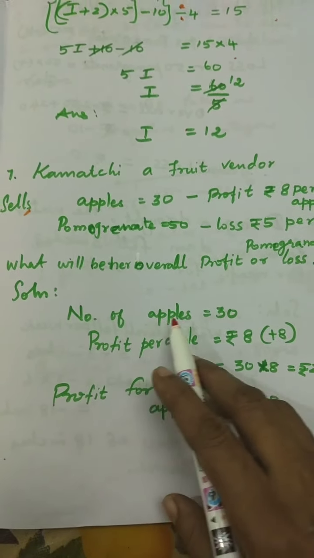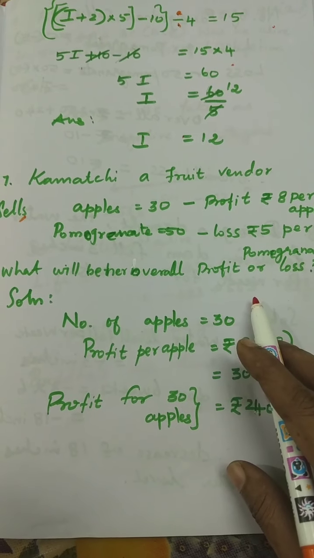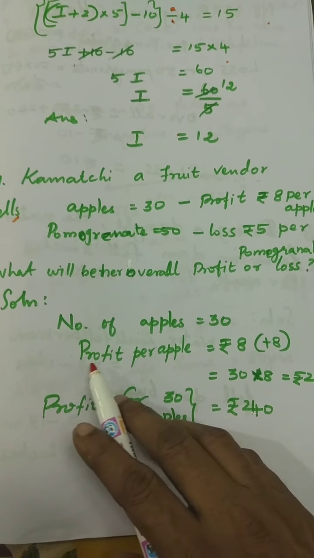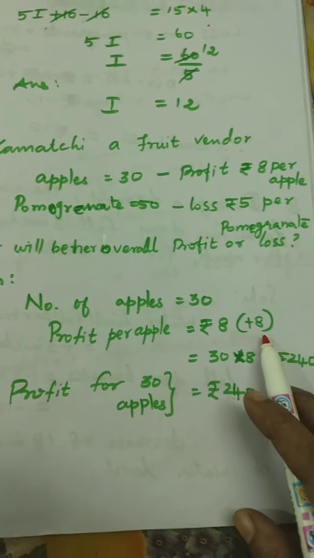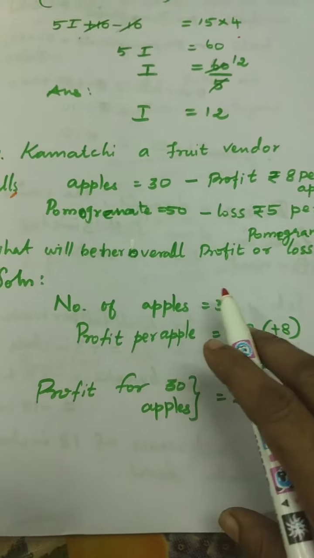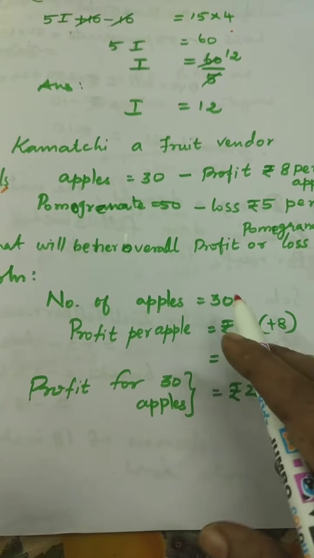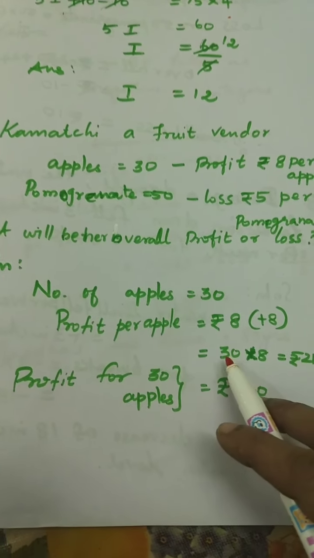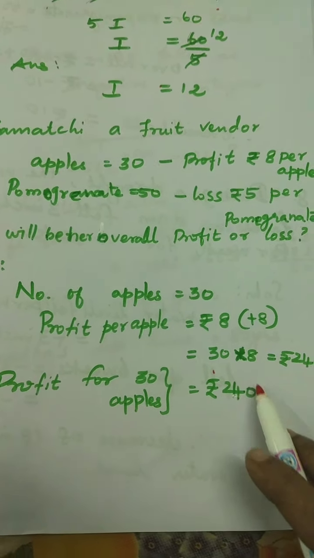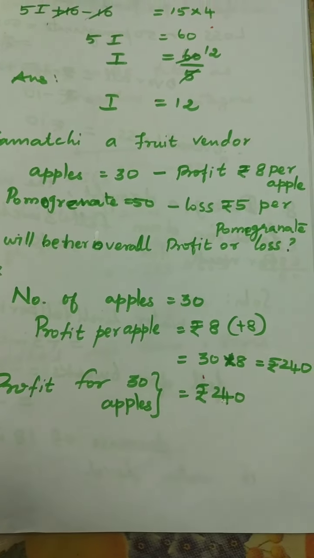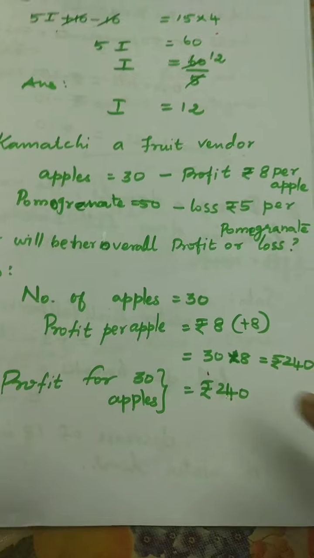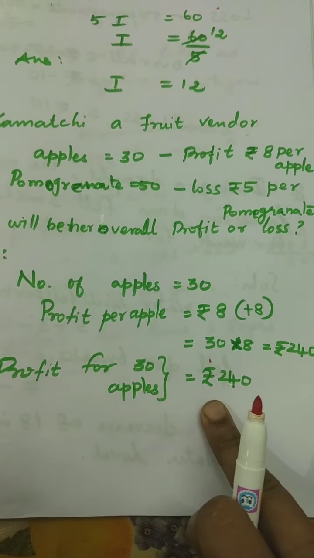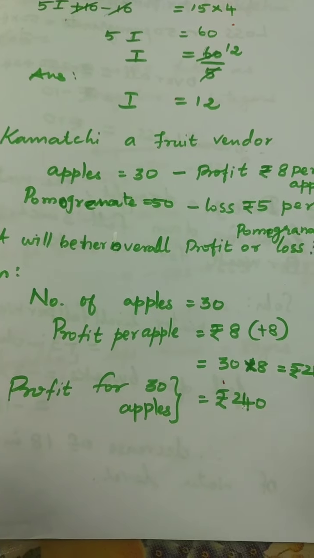Solution. Number of apples is 30. Profit per apple is 8. Profit means it is plus 8. So for each apple he is getting 8 rupees more. So 30 apples into 8, it is rupees 240. So after selling the apples, he is getting 240 rupees profit for 30 apples.